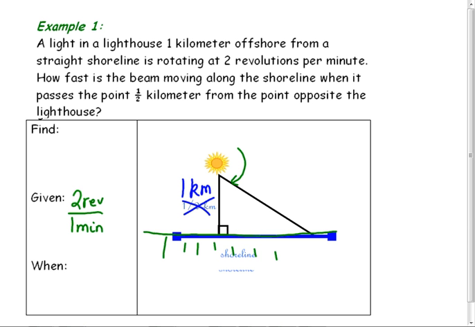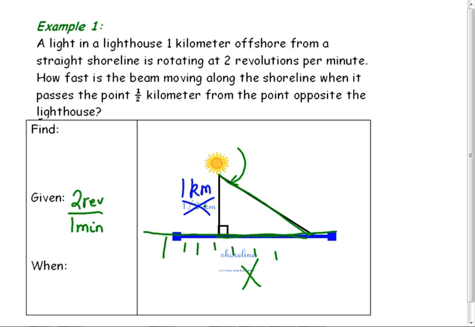I'm at least going to write it down. I'm not sure what I'm going to do with it. How fast is the beam moving along the shoreline? So we're going to take a snapshot. And right now in our snapshot, the beam is right there. What would you like to call that distance? X. This is fixed. This is 1 kilometer. I don't know why I have a half there.